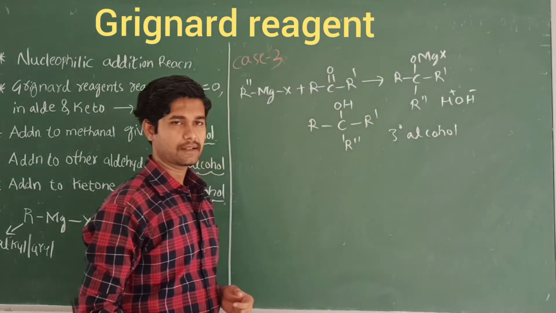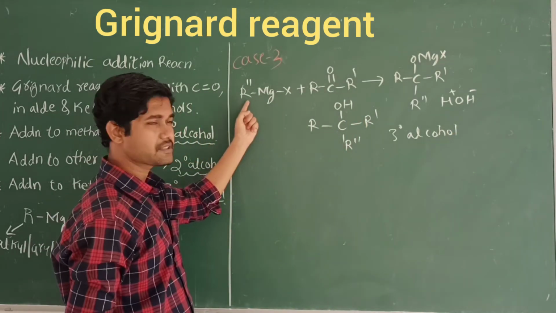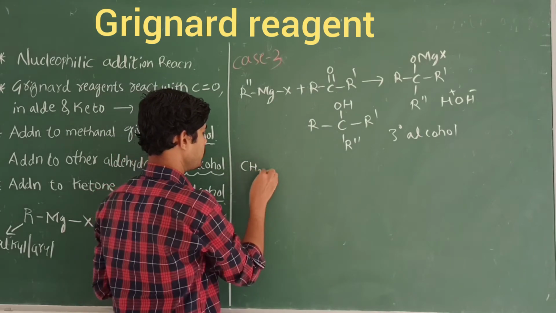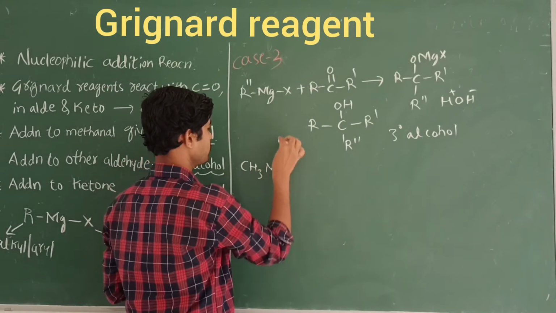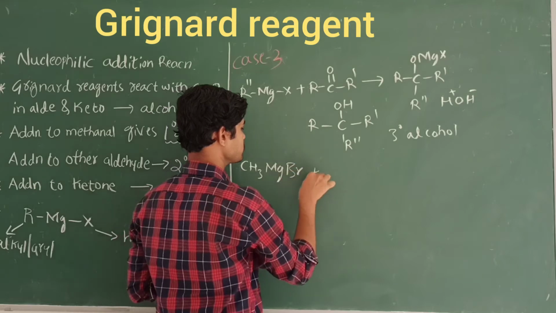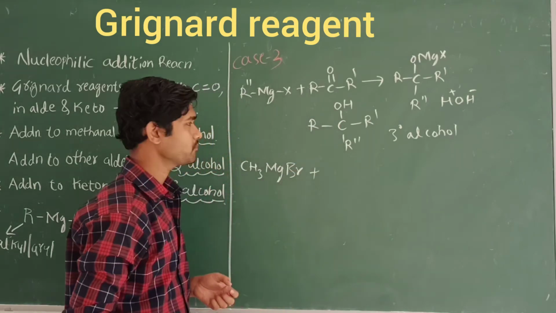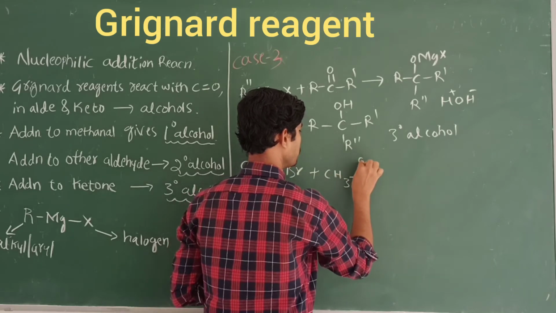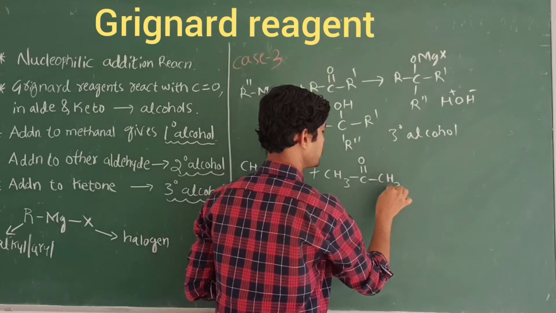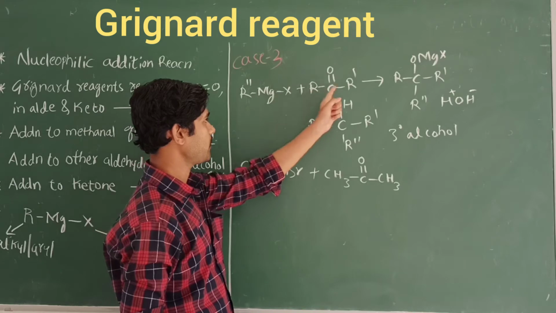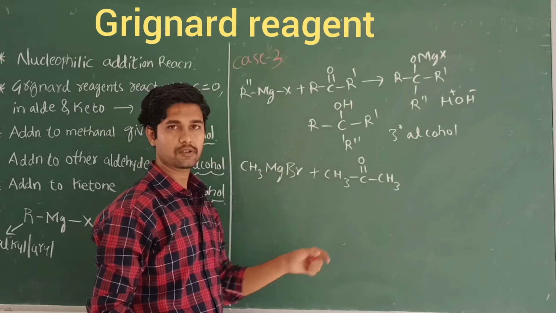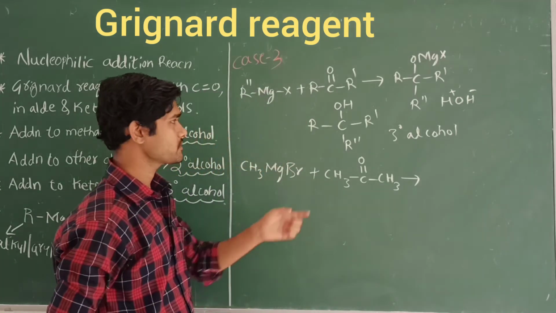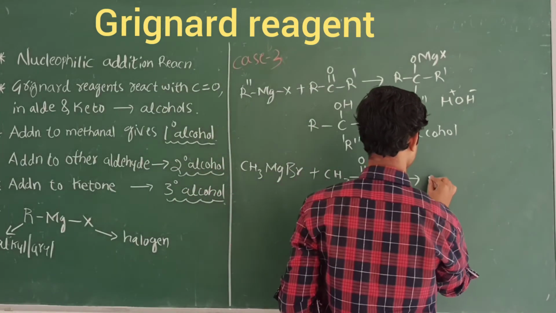Let us take an example. Instead of R double dash, I take the methyl group, that is methyl magnesium bromide, which is going to react with one example, CH3 C double bond O CH3. That is a ketone; I have replaced R and R dash with the CH3 group. After this takes place, the intermediate is formed by nucleophilic addition reaction.